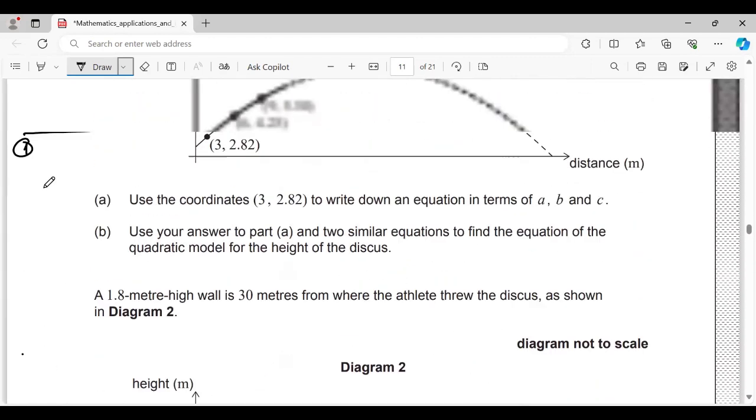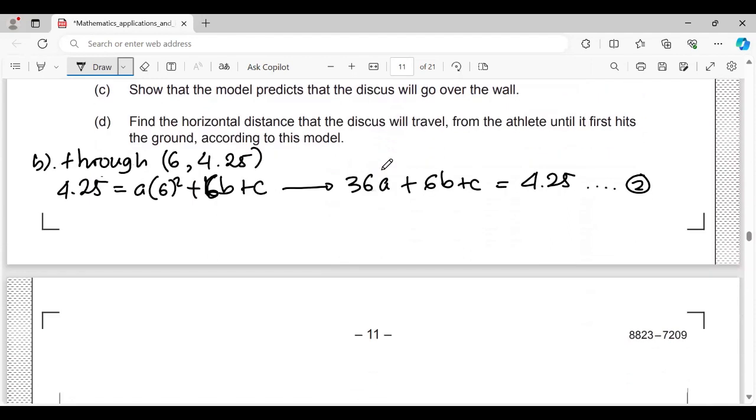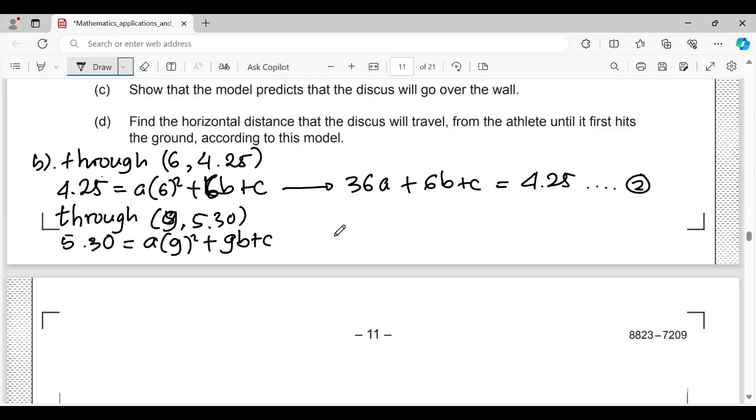After that, through the coordinate point (9, 5.30), the equation becomes 5.30 equals a times 9 squared plus 9b plus c, so 81a plus 9b plus c equals 5.30. This is the third equation.